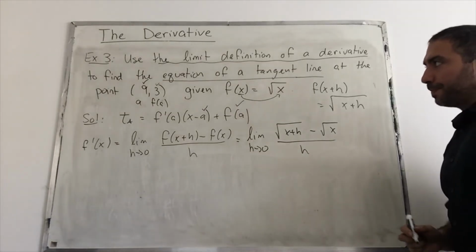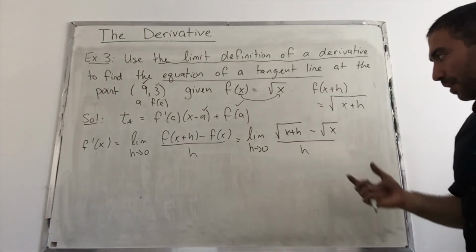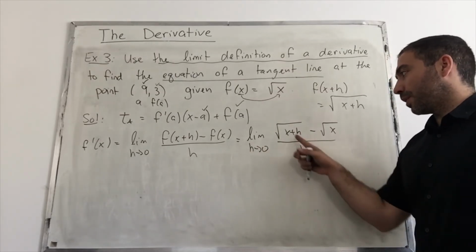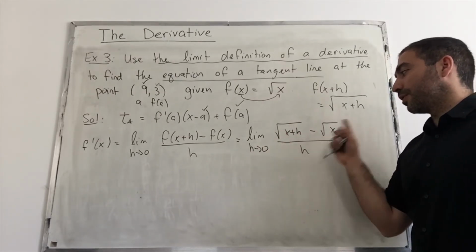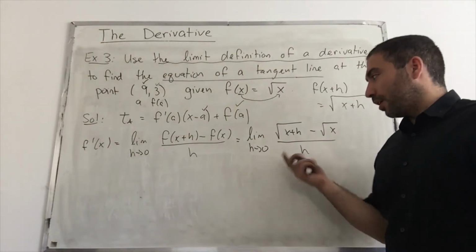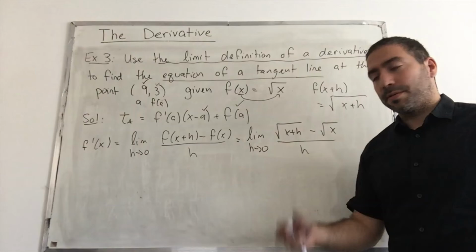Okay, so at this stage, we're stuck. If we substitute h with 0, we're going to get square root of x minus square root of x, which is 0, and on the bottom, we're going to get 0. So we have an indeterminate form. We have to do something. How can we manipulate or simplify this?